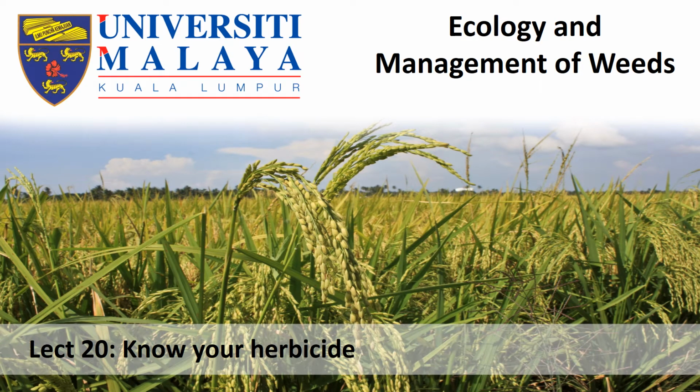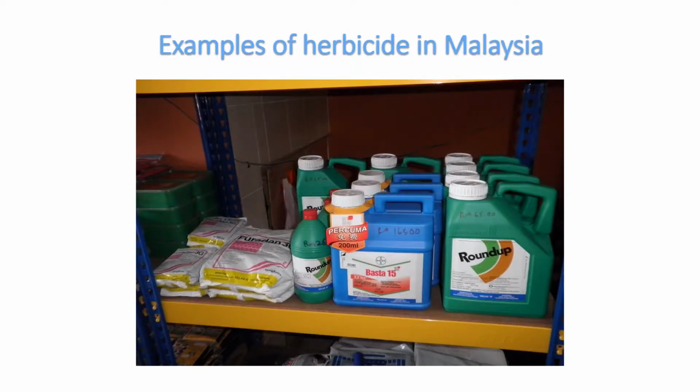Okay, a lot of herbicides are available in Malaysia. So here I will give some basic tips to look at the herbicides. These are some examples of herbicides in Malaysia. A lot of chemical companies, local and international, like BASF, Monsanto, Bayer, and others, have come with various herbicide products in Malaysia, such as Basta, Roundup, Paraquat, and many more.